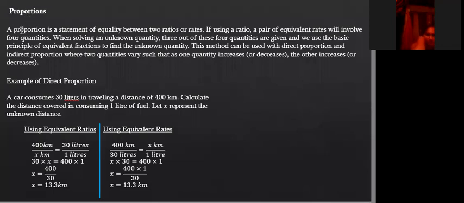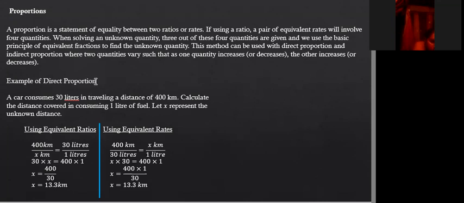Proportions. A proportion is a statement of equality between two ratios or rates. If using a ratio, a pair of equivalent rates will involve four quantities. When solving for an unknown quantity, 3 out of these 4 quantities are given, and we use the basic principle of equivalent fractions to find the unknown quantity. This method can be used with direct proportion and indirect proportion, where two quantities vary, such that when one quantity increases or decreases, the other quantity increases or decreases.